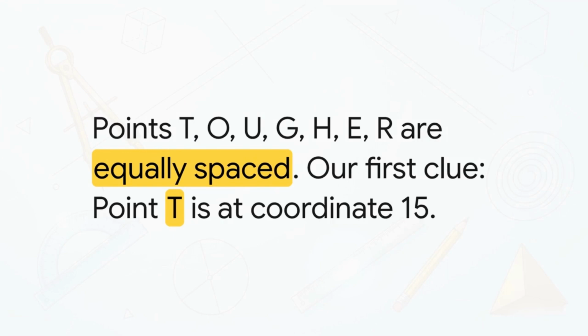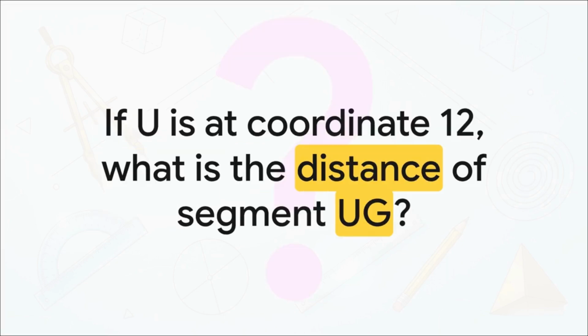T-O-U-G-H-E-R. Now, the most important clue is that the distance between any 2 points right next to each other is exactly the same. And our first piece of evidence, point T is at coordinate 15. And now for our second clue. They're telling us that the coordinate for point U is 12. So, using just those 2 facts, can you figure out the distance of the segment from U to G?